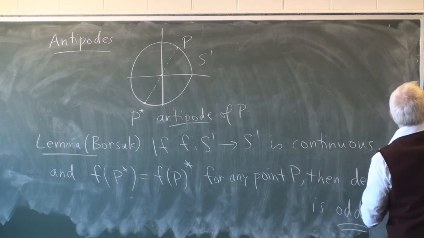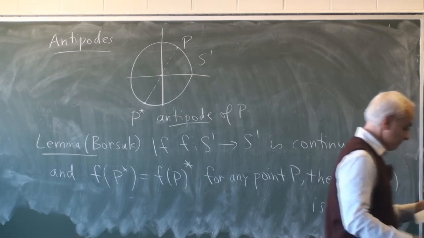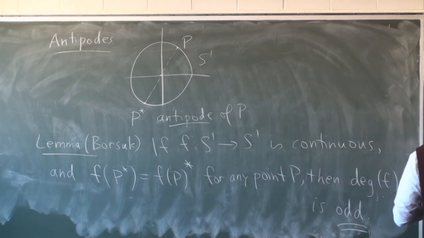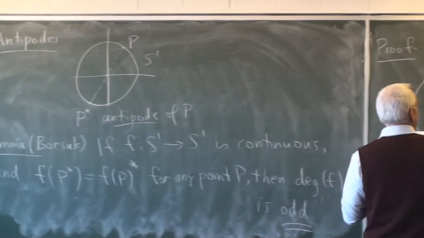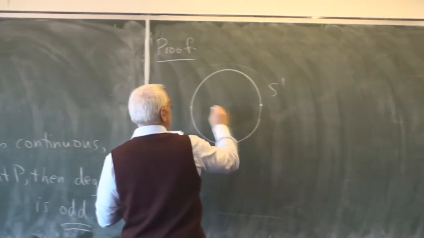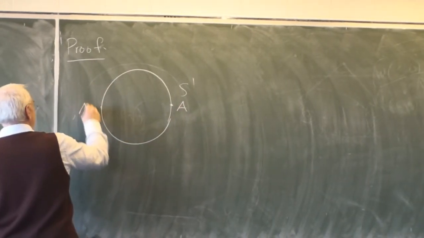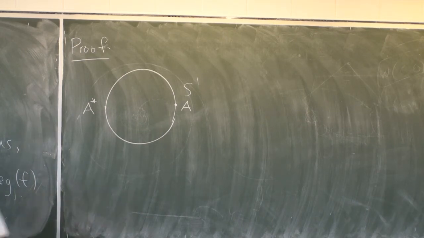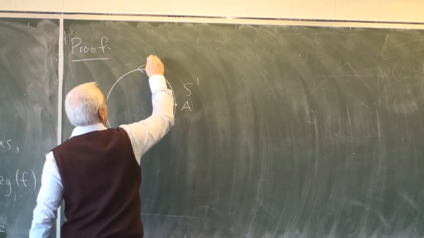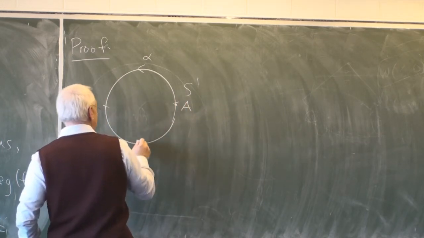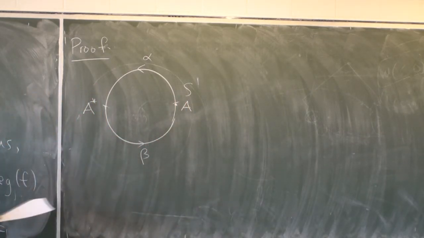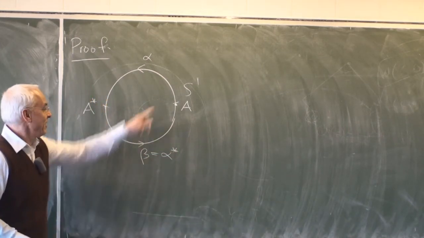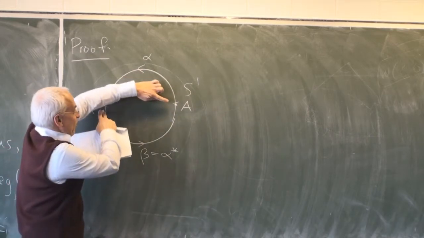Proof. Okay, so here's our starting circle, S1. Let's call that point A and that point A star. And let's divide the curve around it into two pieces. So let's call this top piece alpha from here to here, and this bottom piece beta. Beta is really the antipode of alpha, right? Because as we go along here, the antipode is going along here.